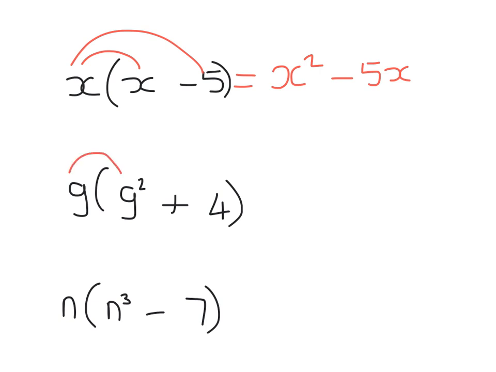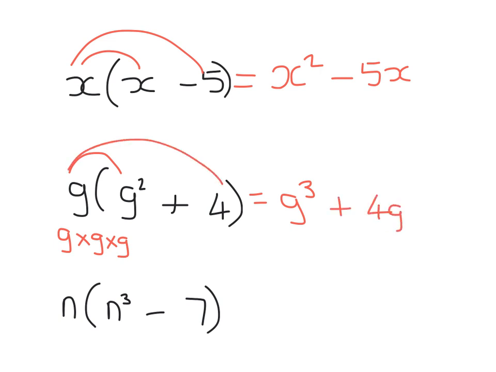Here I've got g multiplied by g squared. What that would look like would be g multiplied by g multiplied by g. So if we're writing it using powers, we're going to have g cubed plus 4g. And now lastly, we've got n multiplied by n cubed. So that'll be n to the power of 4. And then we minus 7n.